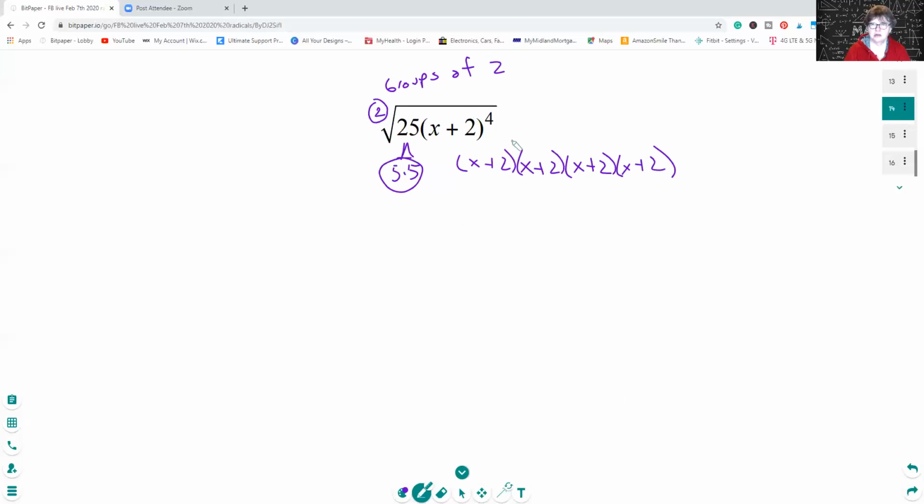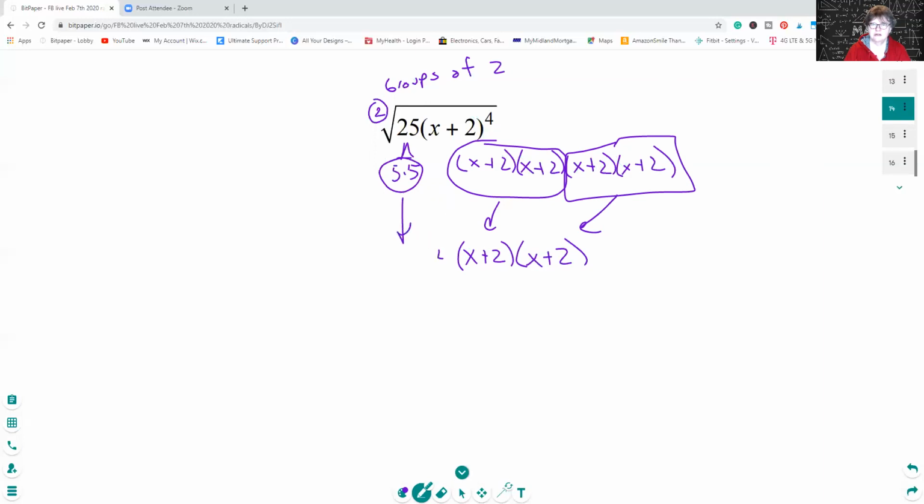So groups of 2. I have one group of 2 right here, and another group of 2 right here. And you may think, oh no, do I have to multiply it out? No, people, because you're just bringing out the group. They come out as a group as x plus 2. I am going to use parentheses just because it makes me nervous a little bit. And then that group comes out as an x plus 2. And I have this 5, and nothing was left over, so I don't have a radical. So I could write x plus 2 because I have 2 of them. I could write it as x plus 2 squared.